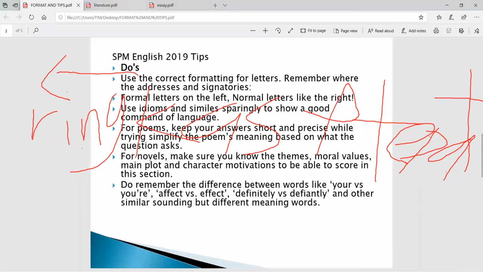For the novel, make sure you know the theme, moral values, main plot, character, and motivation to be able to score in this section. So the novel has a bigger scope. Okay. So for Dear Mr. Kilmer, we have about 10 chapters. You have to read everything thoroughly.